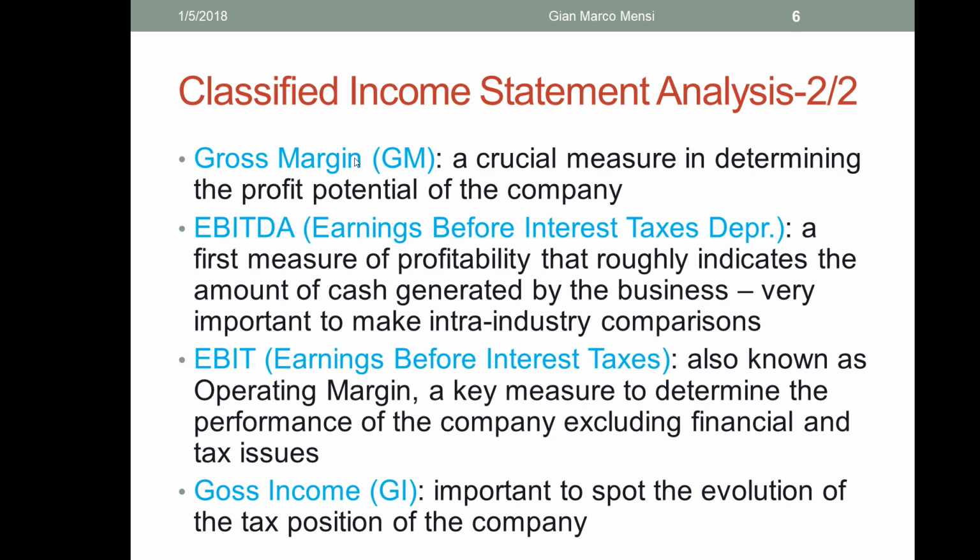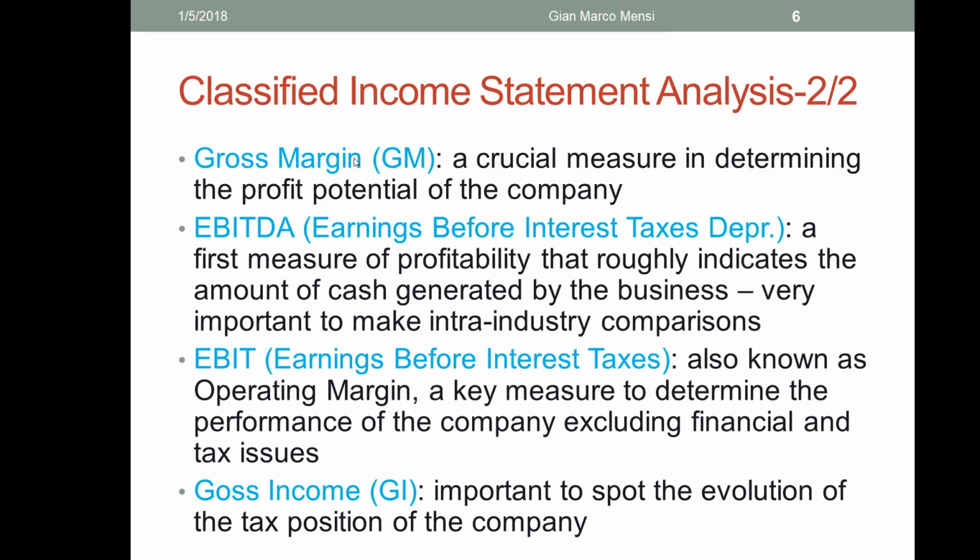Let's get to EBITDA, which is incredibly useful if you compare companies in the same industry. So if you make intra-industry comparisons, it basically tells you what your earnings are before considering interest, so the financial component of your firm, taxes, and depreciation. Why depreciation? Well, you also call it gross operating margin sometimes, because you don't take into account the depreciation and amortization charges that you should consider.